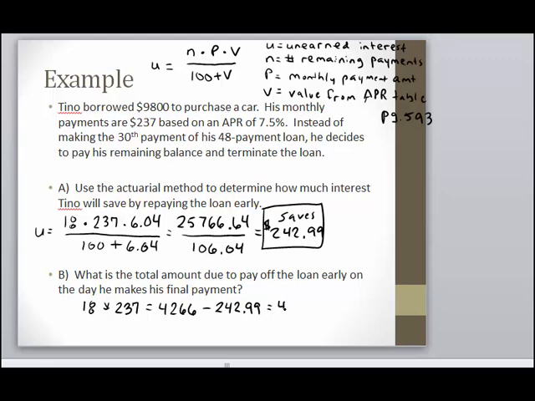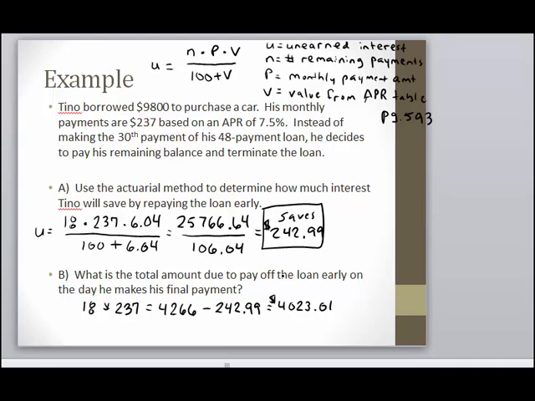Leaving us a balance of $4,023.01. This is the balance due, excluding that 30th monthly payment.